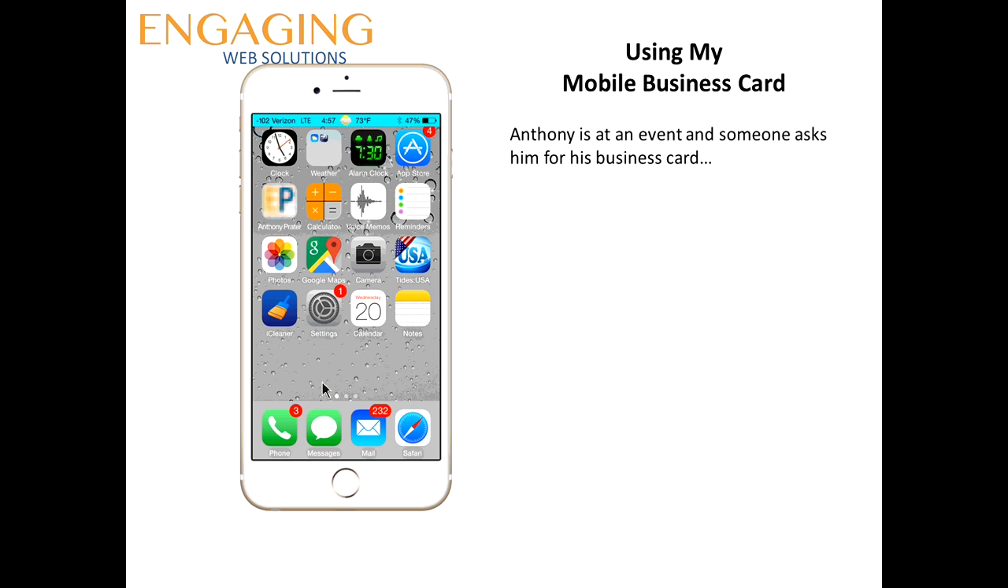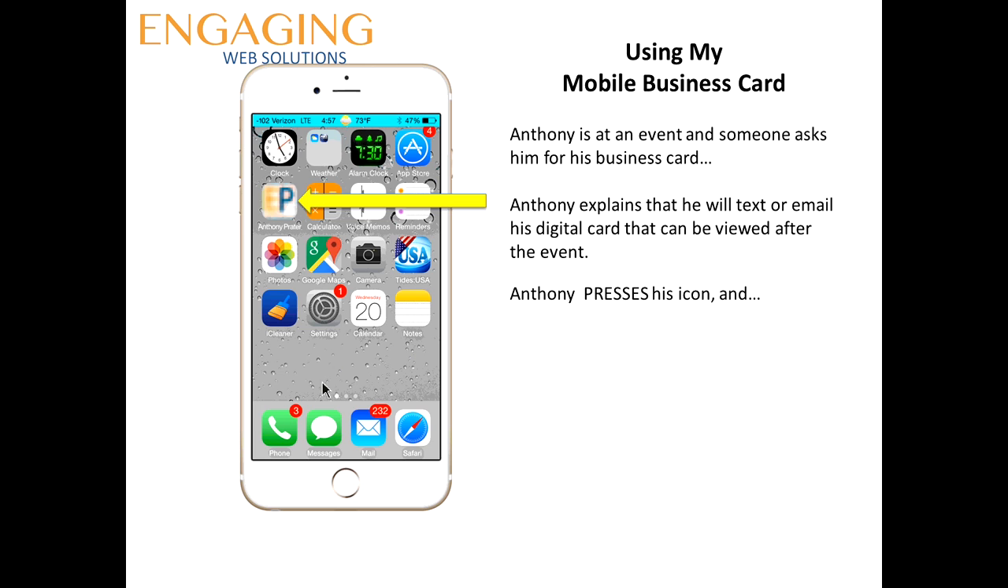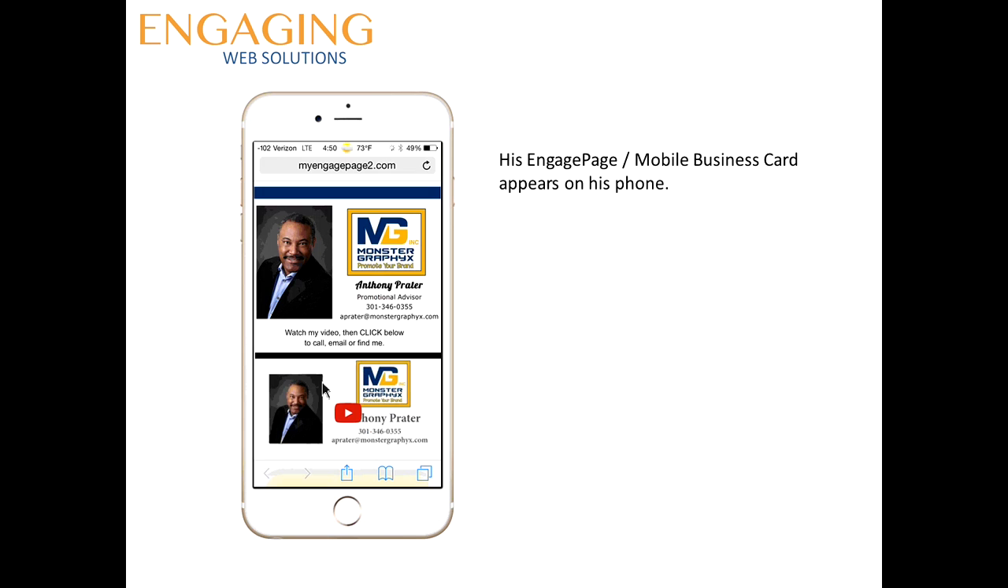Now, let's take a look at how Anthony will use his mobile business card in the marketplace. Let's say Anthony's at an event and someone asks him for his card. Well, Anthony will explain that he's going to text or email his digital card that can be viewed after the event. So the first thing Anthony does is he presses on his icon on his phone, and when he does that, Anthony's card comes to life on Anthony's phone.